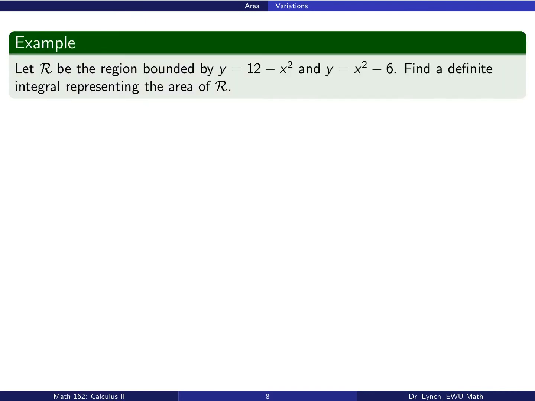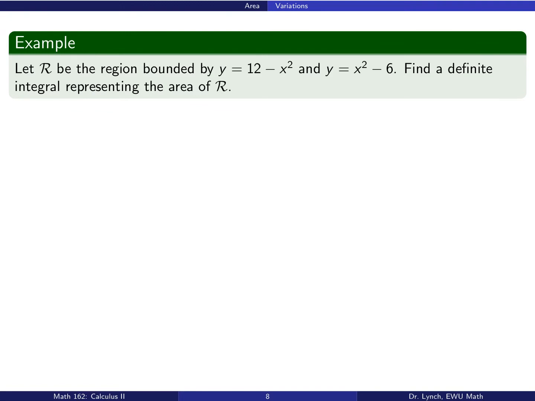Here's the first one. Let R be the region bounded by the graph of the quadratic y equals 12 minus x squared and the graph of the other quadratic y equals x squared minus 6. We'll just go ahead and write down a definite integral representing the area of this region.